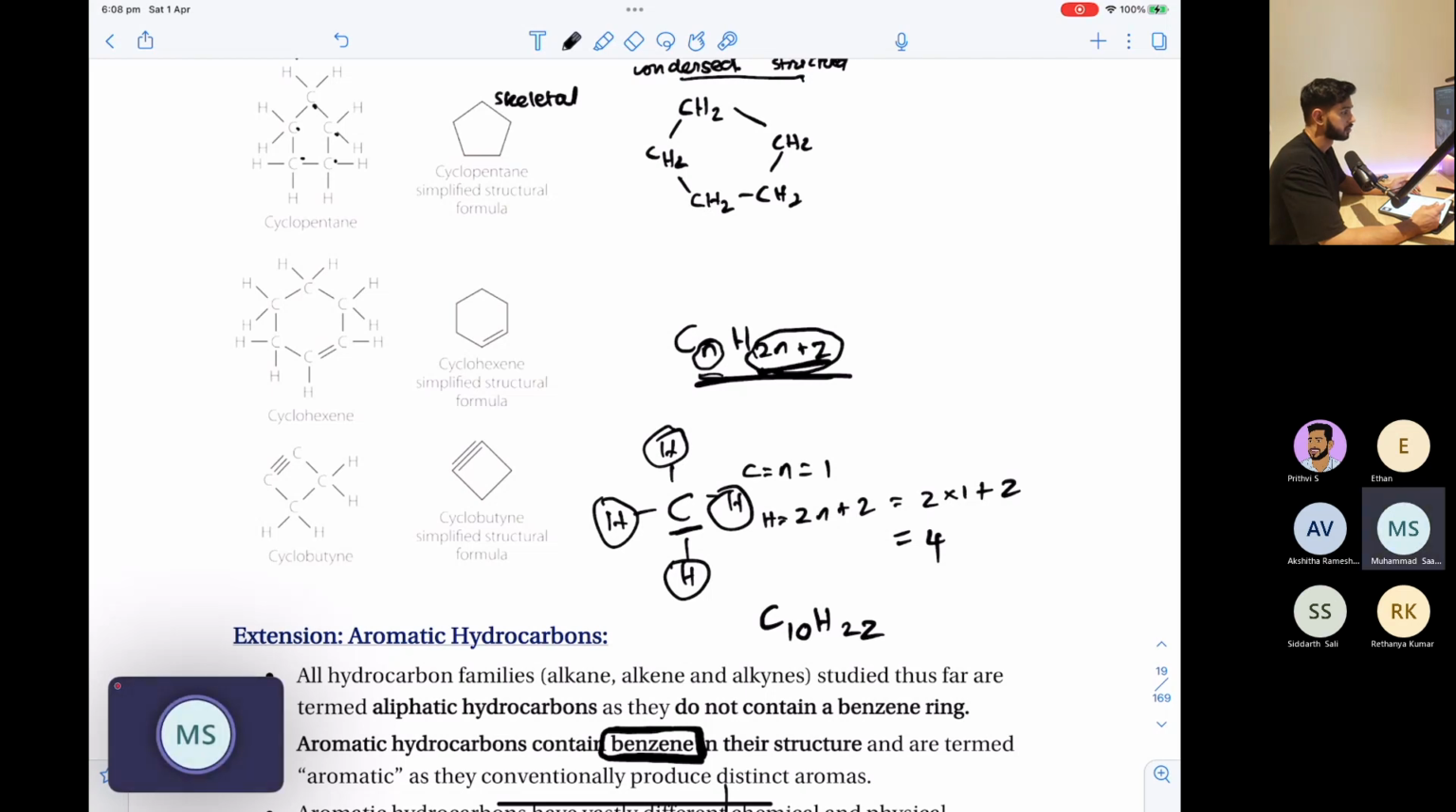I understand. The quicker way of counting the carbons and hydrogens. Yes, that's it. Just a quick way of counting the number of hydrogens when you know the number of carbons with alkanes, alkenes, and alkynes. Alkenes is CnH2n, alkynes is CnH2n minus 2.